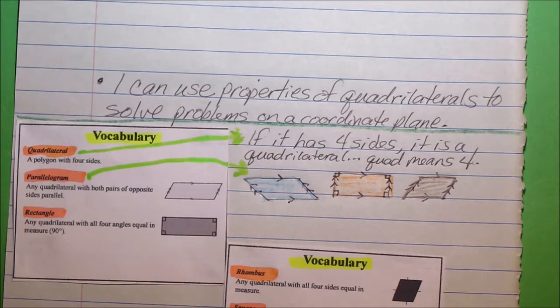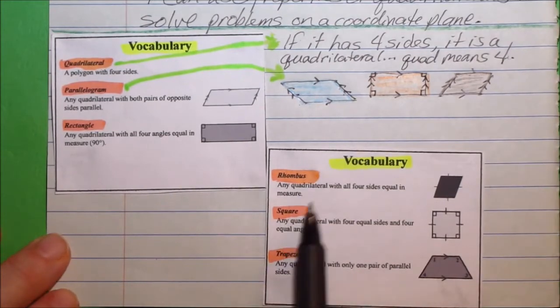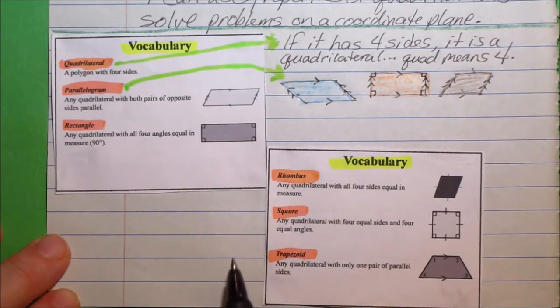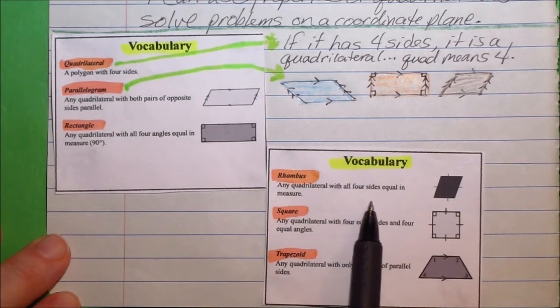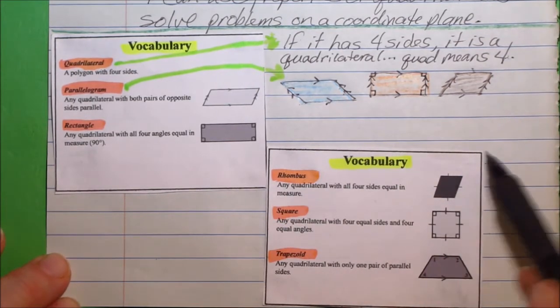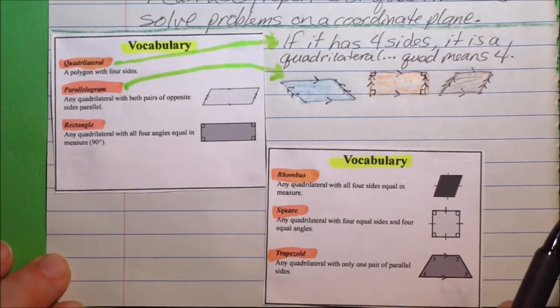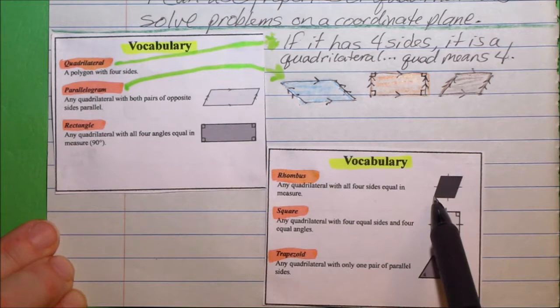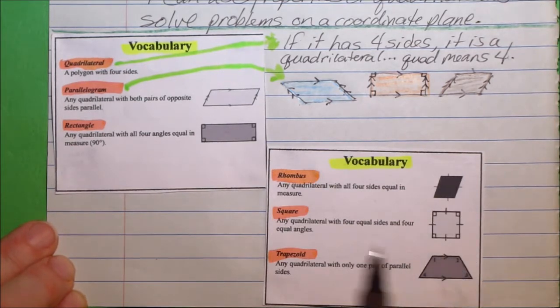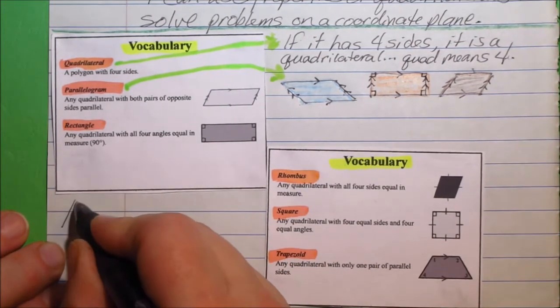A rhombus is any quadrilateral, meaning it must have four sides, with all four sides equal in measure. All four sides have to be the same length. But it's different from a square in that the angles don't have to be 90 degrees like they do in a square.